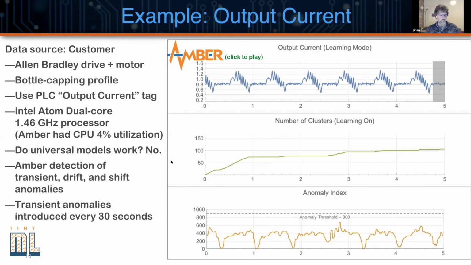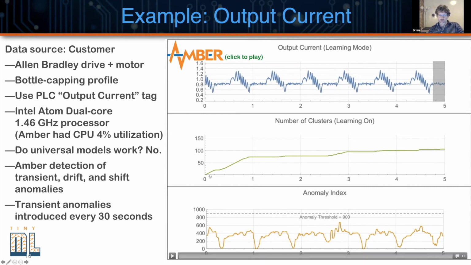Another goal of the engagement was detection of transient drift and shift anomalies. So let me just get to the video here. What you're seeing at the top row here is the output current. What you see below it is the number of clusters. The horizontal axis is time in seconds. So you can imagine that with each one of these surges in the output current, a bottle cap is being screwed on.